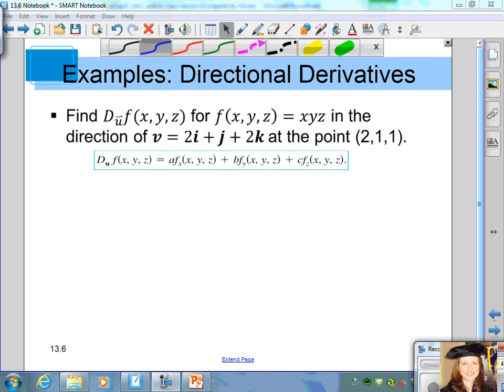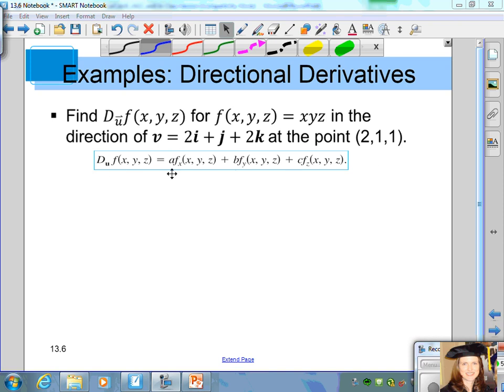In this video, we'll be finding the directional derivatives for a function of three variables. Here we want to find the directional derivative of a function of x, y, z, where f(x, y, z) = xyz, in the direction of the vector v = 2i + j + 2k at the point (2, 1, 1).